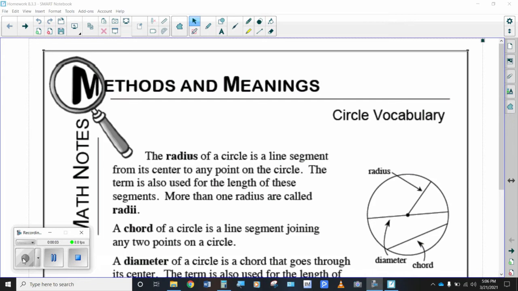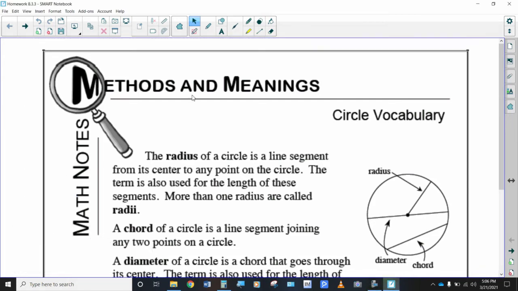Alrighty, let's get into our homework for lesson 8.1.3. Our M&Ms for this homework had to do with circle vocabulary, and we're going to be getting more into circles and finding diameters and areas of circles and other complex shapes in chapter 9. So let's make sure we understand the basics of the circle.